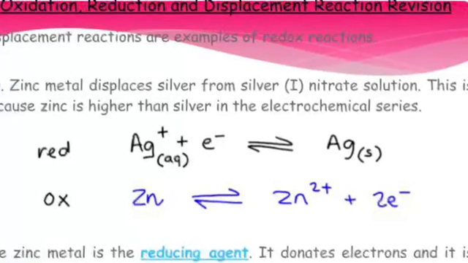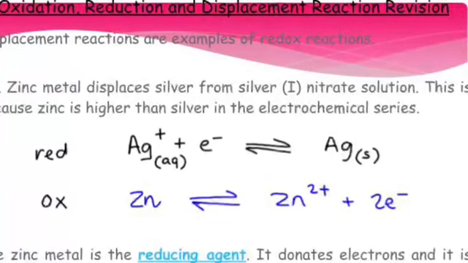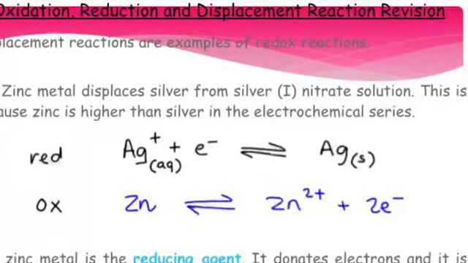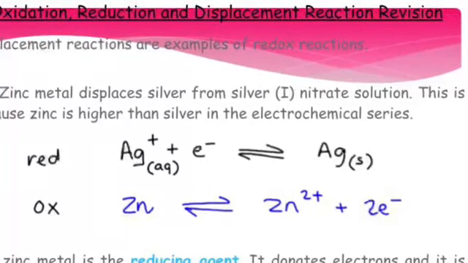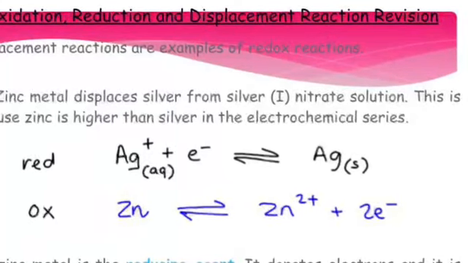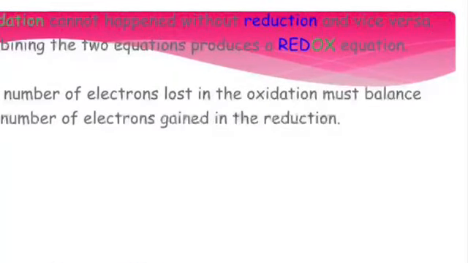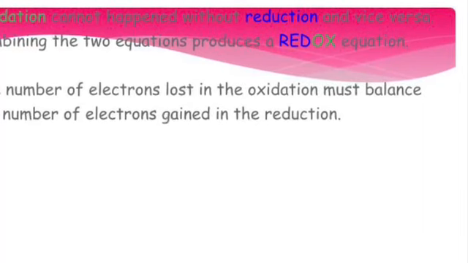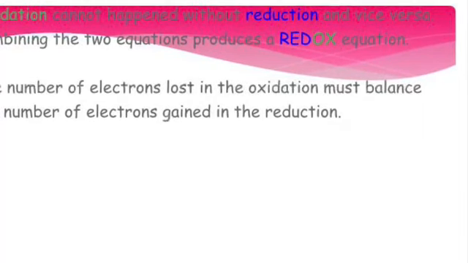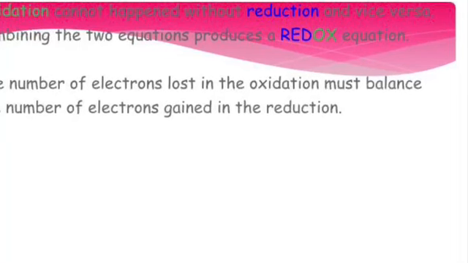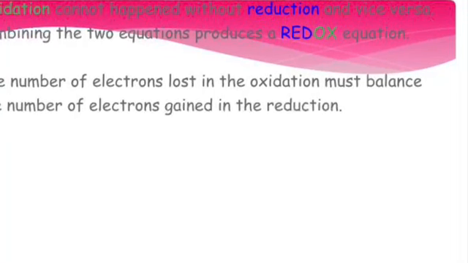The idea is that if it loses an electron, it is oxidized, so it's a reducing agent. It's making something else reduce. Good oxidizing agents are things that make something else reduce, so they will be the metals at the top of the electrochemical series. Good reducing agents are things that make something else oxidize, so they would be the non-metals at the bottom of the electrochemical series.